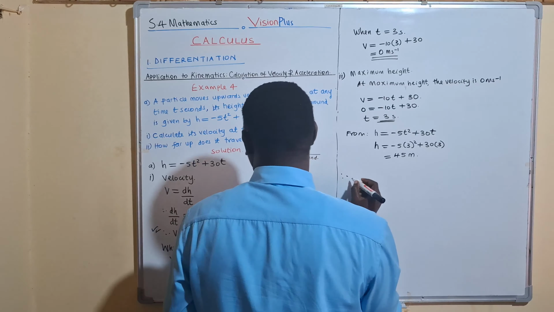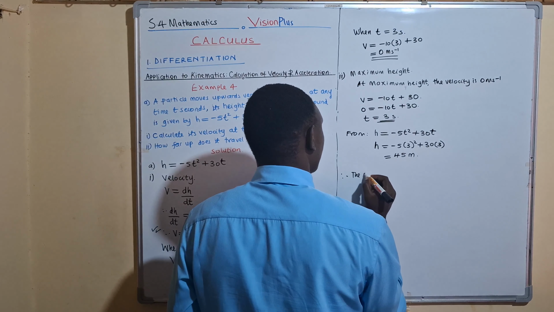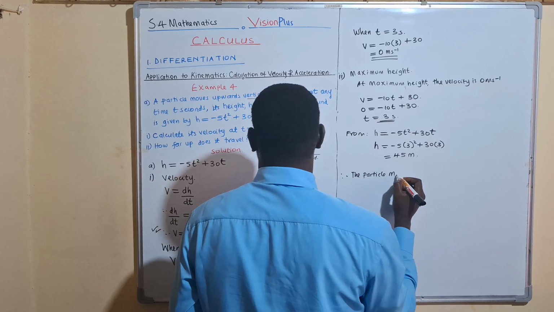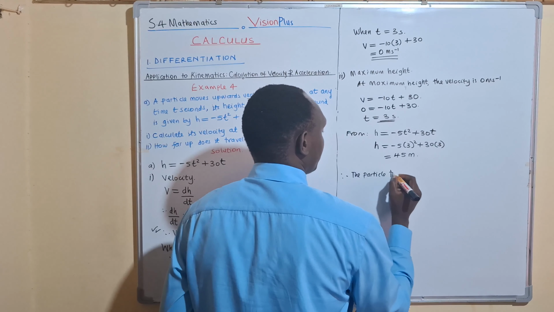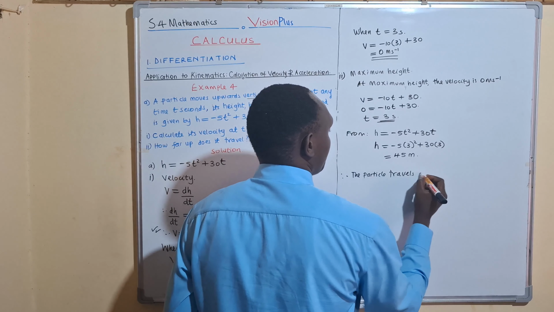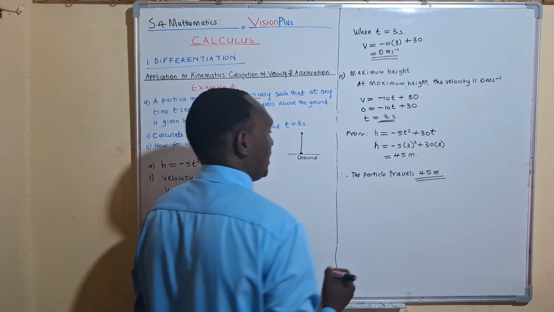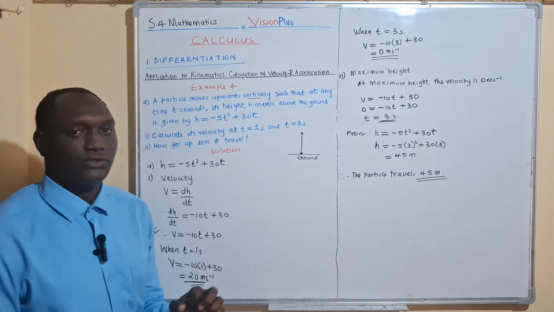Therefore, how far does the particle travel? The particle travels 45 meters, and that is the solution to example 4a.